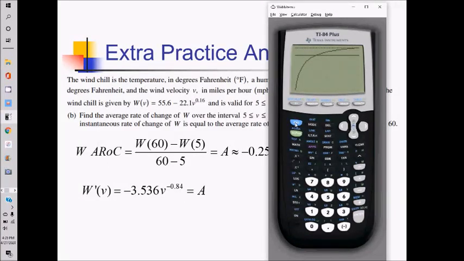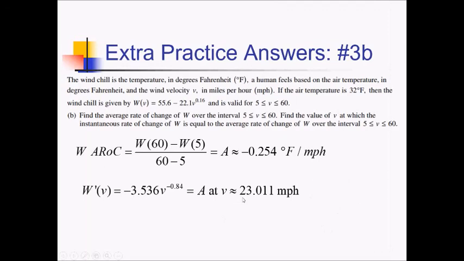Let me do second trace and option 5 intersect to see where that actually is. Let me arrow over here, enter 1, 2, 3 times, and that's about 23.011. And that's going to be miles per hour. That is the wind speed that gives you that average rate of change.